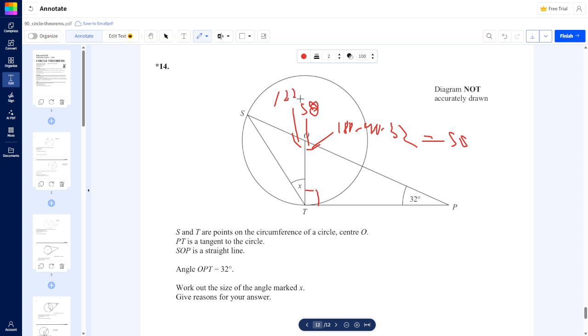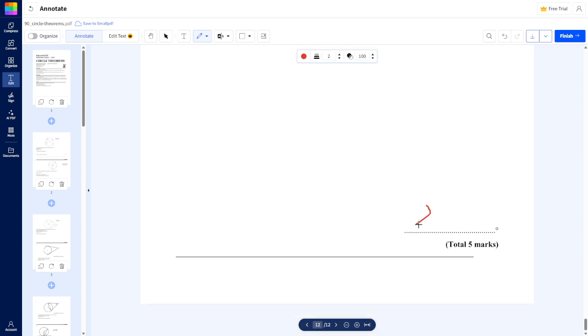122. Yeah, 122 degrees. And because these are both radii, this is an isosceles triangle, which means we would do 180 minus 122 to get 58. These two are going to be the same, and they have to add together to give 58, which means each one individually is 58 over 2, which is 29. Which means angle X is going to be 29 degrees.